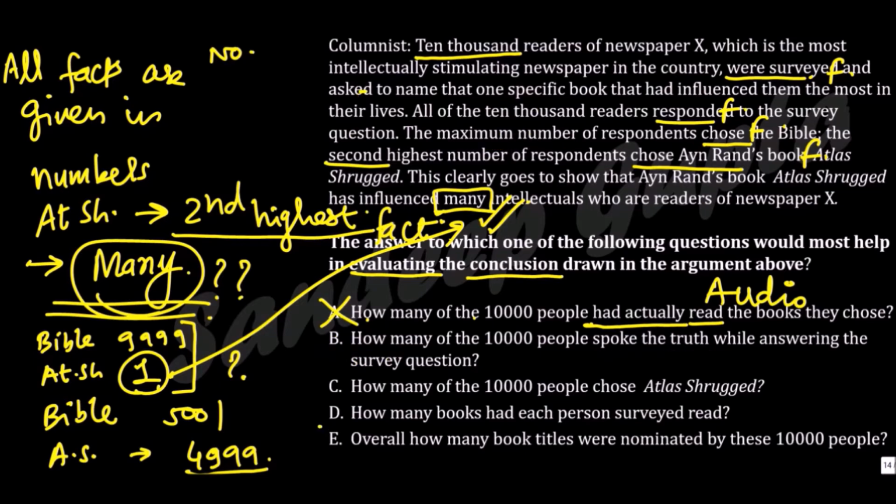Now, option D. How many books had each person surveyed read? It is very clearly written that each of the persons was asked to name only one book. So if I'm asked what is the one book that has influenced you the most, I'll give just one answer.